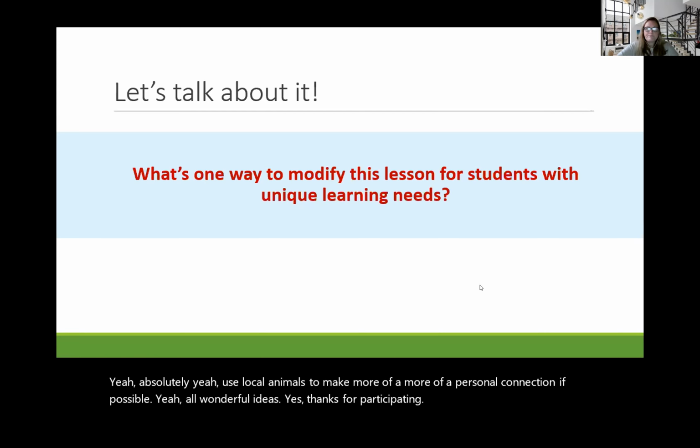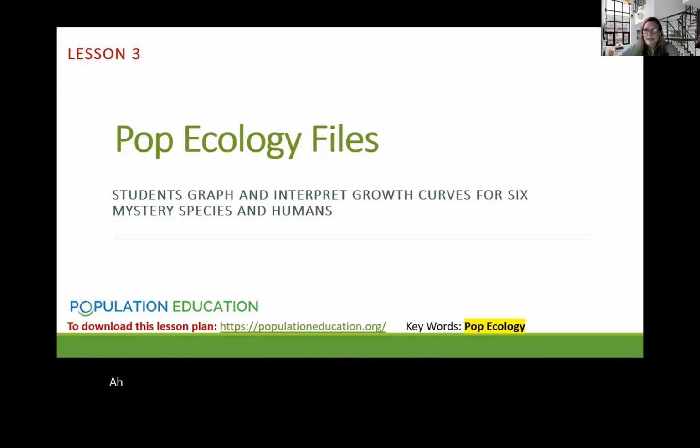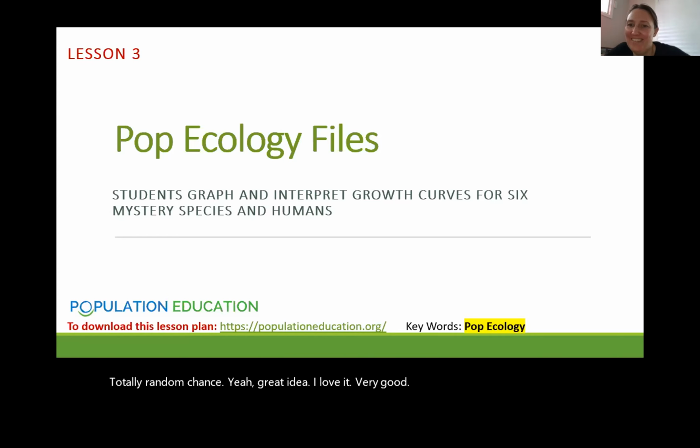Wonderful. Tom also just mentioned set up 6 containers that represent the 6 acres and have them toss a beanbag for which acre in each forest to be removed. Ah, so totally active. Random chance. Yeah, great idea. Love it. Very good. Up and out of your seats, right?